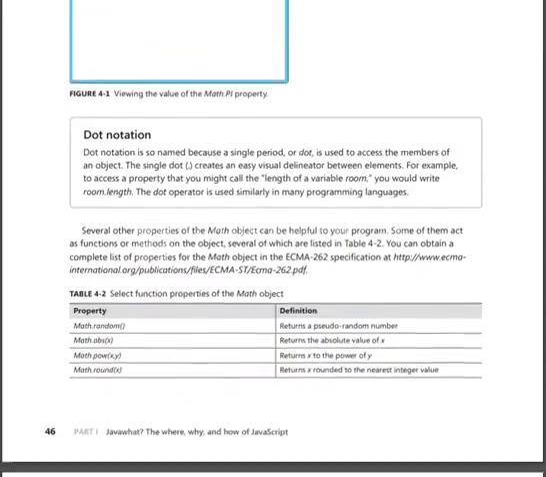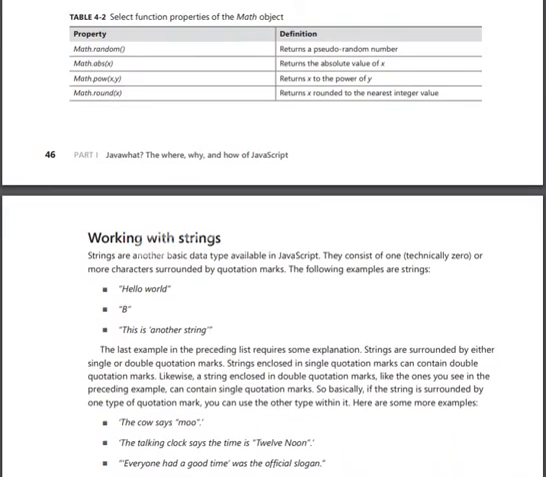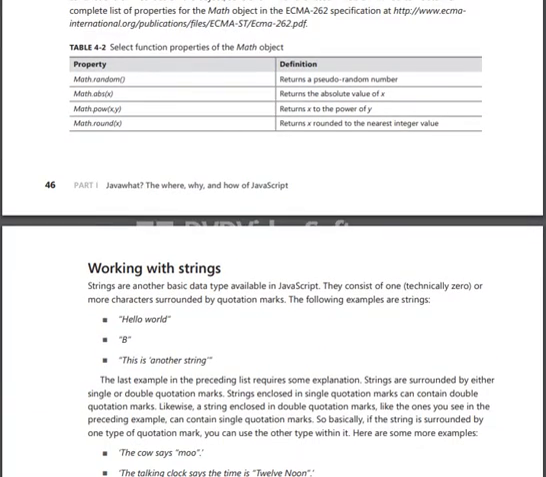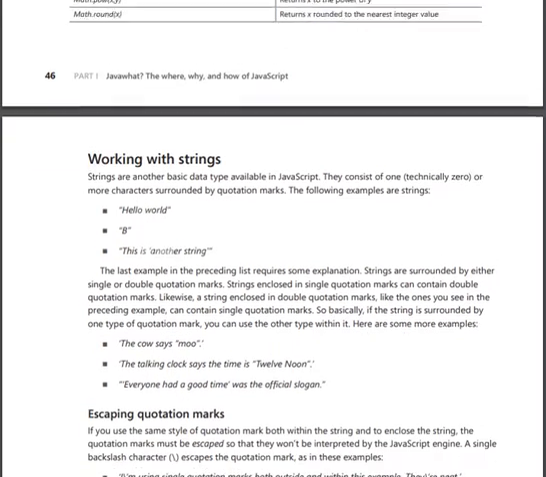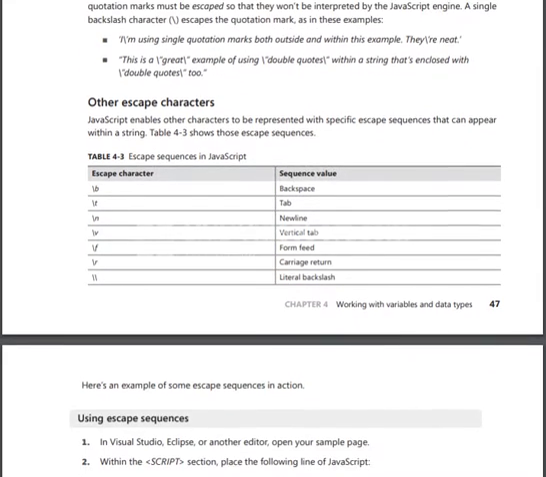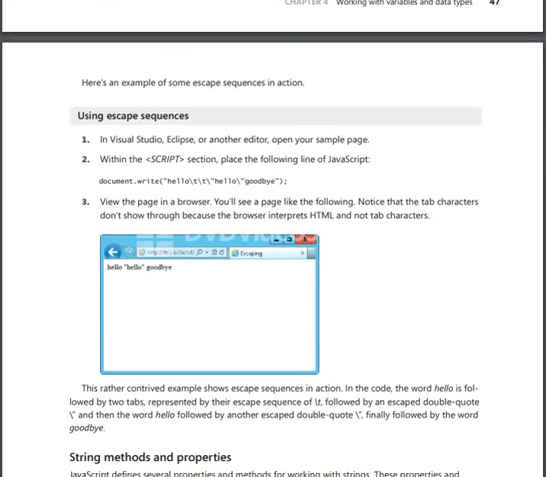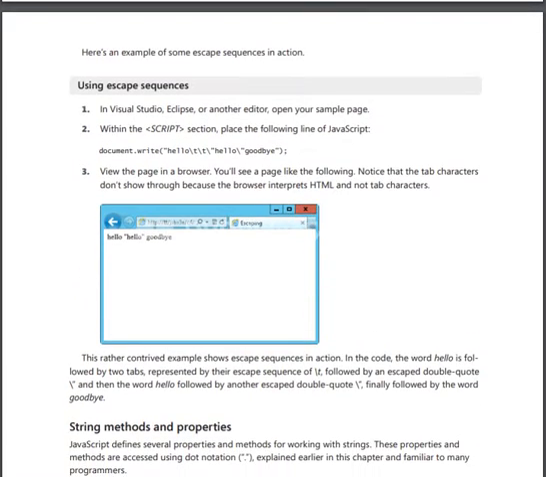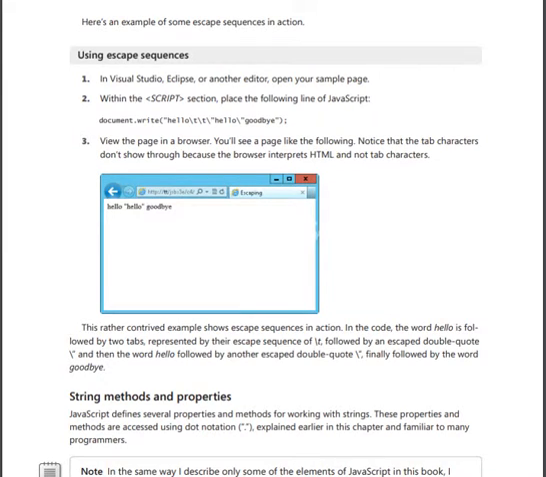Math.random, math.abs for absolute, the power and the round are given. Working with strings, escaping quotation marks. Other escape characters are also given. Using escape sequences within the script, place the following line of JavaScript: document.write hello goodbye. String methods and properties.